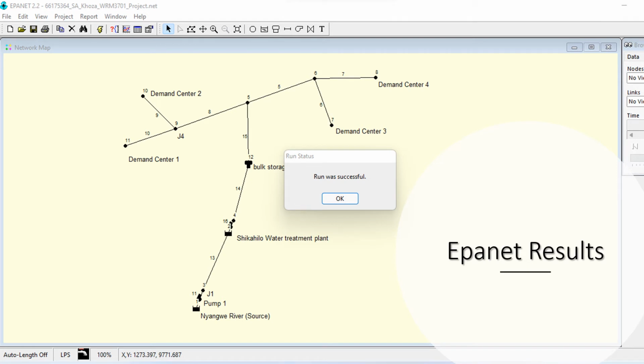Well, this is my Epanet results. As we can see here, it says run was successful. I'll just take you through how I achieved this.